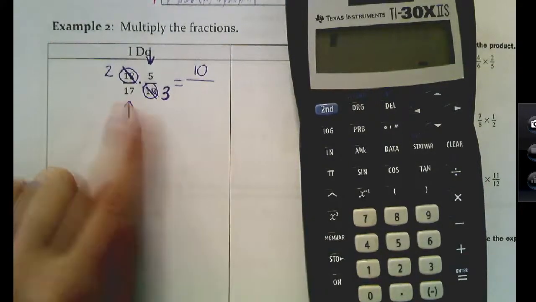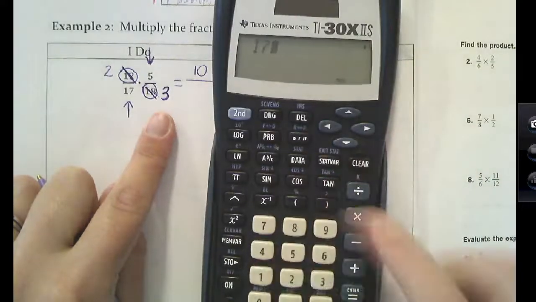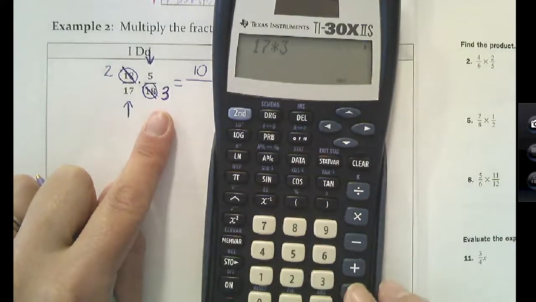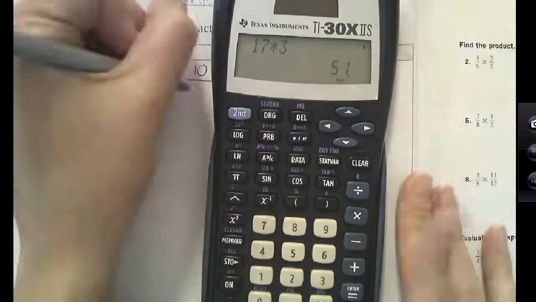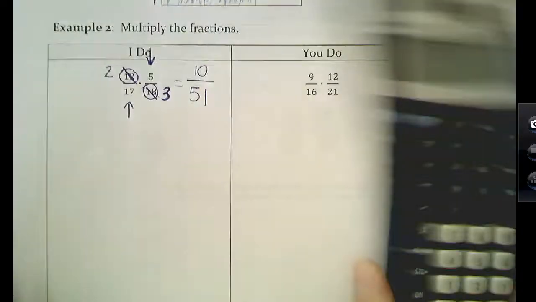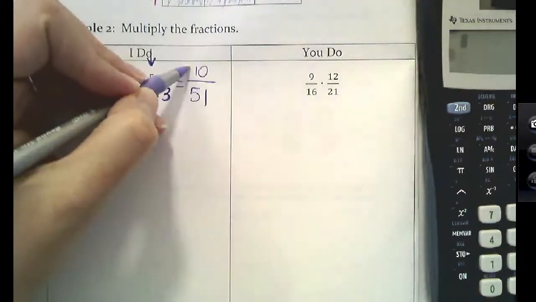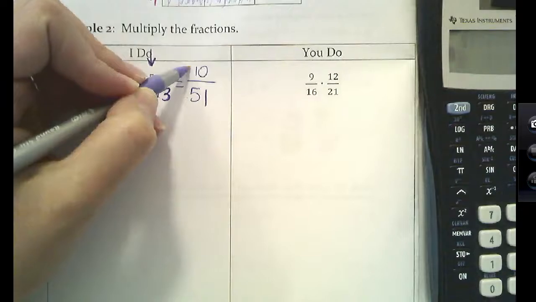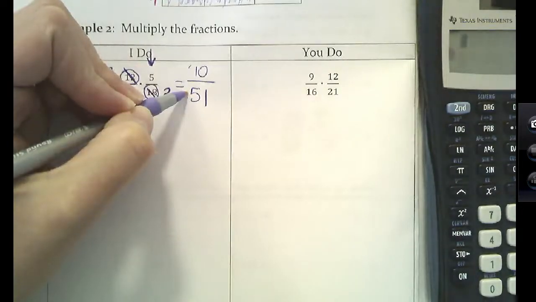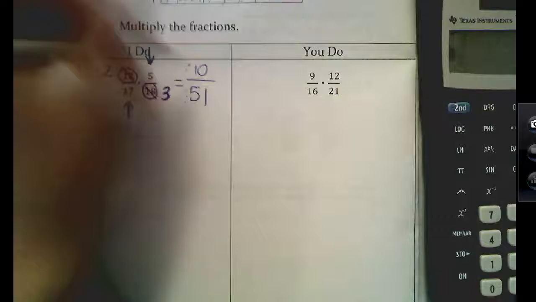Now, when you go to multiply your denominator, 17 is kind of a big number. You might not know what 17 times 3 is. It's okay if you use your calculator. So what are we writing on the denominator? 51. Very good. And what's the last thing we need to do? Simplify. So 10 can be divided by 2. Can you divide 51 by 2? No. 10 is divisible by 5. Can we do 51 divided by 5? 10 is divisible by 10. Can we divide 51 by 10? Nope. There's your answer.